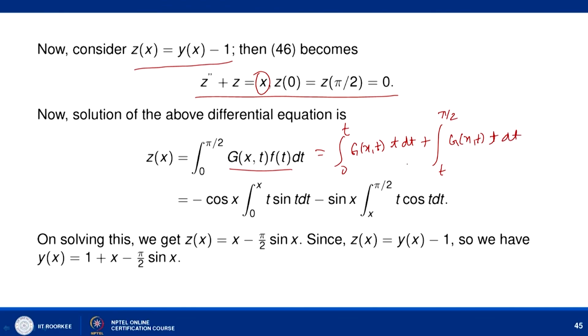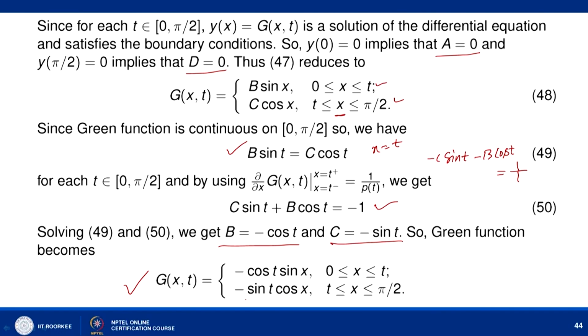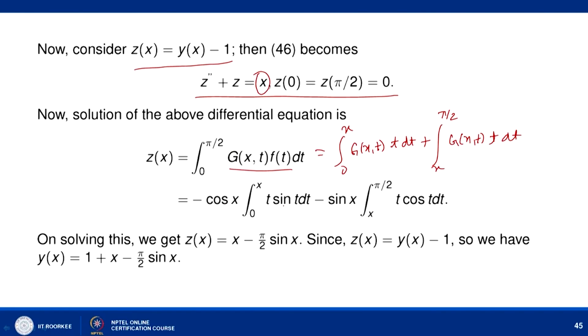Sorry, here I have to write 0 to x. So, let me write it here: 0 to x and x to pi by 2. Here, t is less than or equal to x, so t can go up to x. t less than or equal to x means x is greater than t, and x greater than t means minus sin t cos of x. So, here we use minus sin t cos of x, we are using this value.